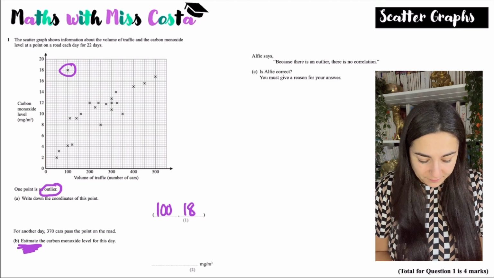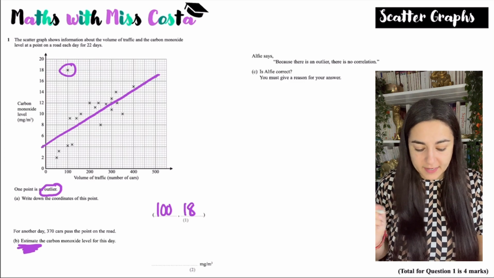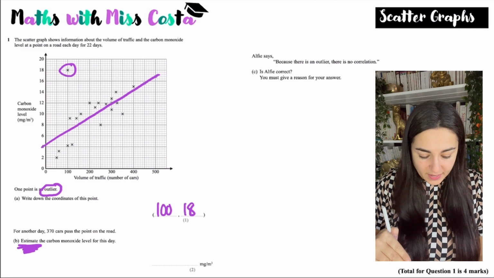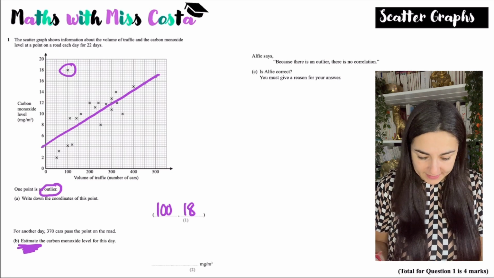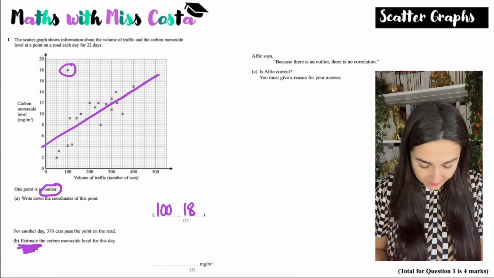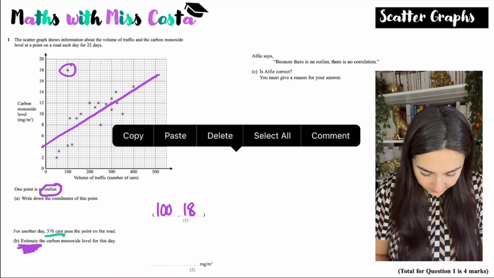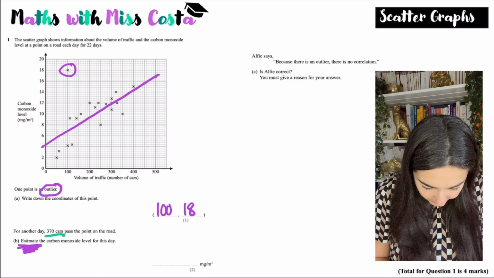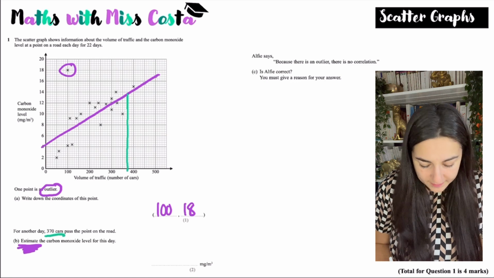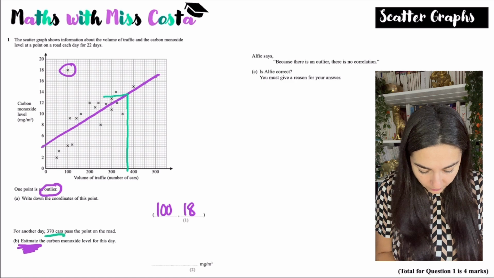To draw a line of best fit, you just draw a line that goes through as much of the data as possible. Ideally, you're going to have as many points above the line as below the line. And that's all a line of best fit is. Once you've drawn that, that is how you estimate. So it says 370 cars passed. So we go to 370, which is here, and then we go up to the line. So start from 370 up to the line, and then we go across.